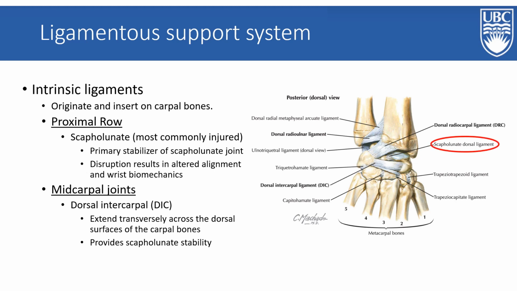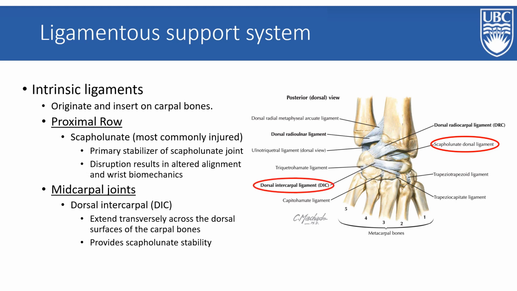The scapholunate ligament is composed of both volar and thicker dorsal components and acts as a primary stabilizer of the scapholunate joint. Injury to this ligament results in a dorsal and radial-sided wrist pain and can be associated with wrist instability and weakness. Disruption of this ligament can further result in carpal malalignment and altered wrist biomechanics.